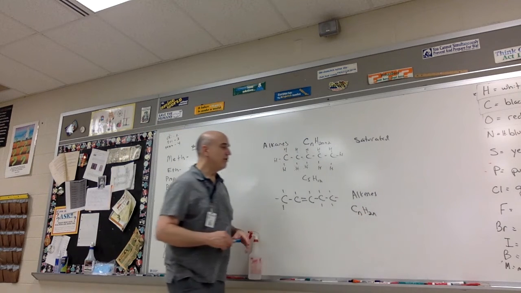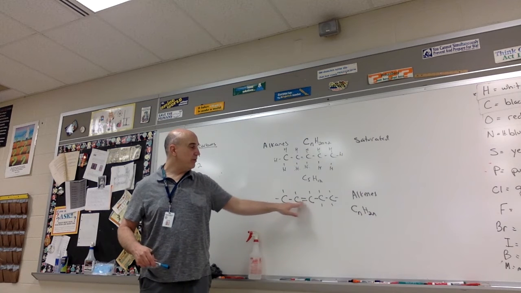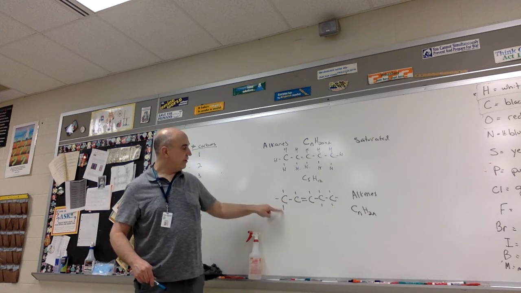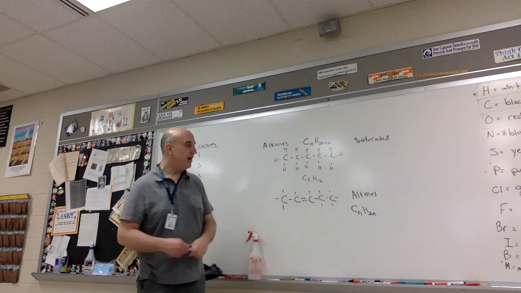So in alkenes, you always have double the number of hydrogens than carbons. And that's because to form that double bond, it had to get rid of the 2 hydrogens. But if you count them, we have 1, 2, 3, 4, 5, 6, 7, 8, 9, 10 here. So we see C5H10.